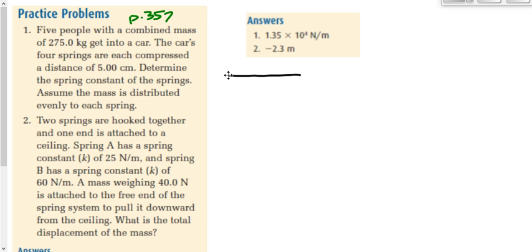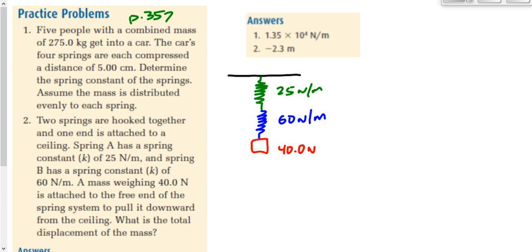A question like this, I think there's value in drawing it out to visualize what's going on here. We've got, let's say there's my ceiling. We've got my first spring right here. That first spring we're calling A, and it has a spring constant of 25 newtons per meter. And we've got spring B that has a spring constant of 60 newtons per meter. And then we've got a mass on the end of it that has a weight. Remember, a weight is the force of gravity of 40 newtons. 40.0 newtons.